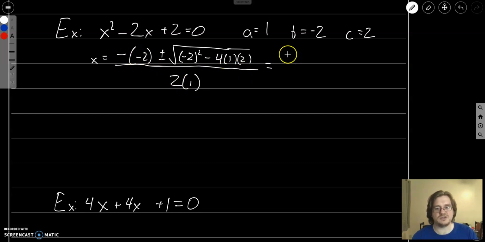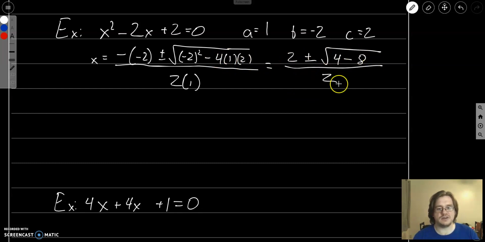So negative negative 2 is 2, plus or minus the square root of negative 2 squared is 4, the negative signs cancel out, minus 4 times 1 times 2, well that's 8, all divided by 2. So again here, I'm going to simplify this off to the side. 4 minus 8 is in fact negative 4. And I have a square root of a negative number, so I immediately pull out an i. And i times the square root of 4 is 2i.